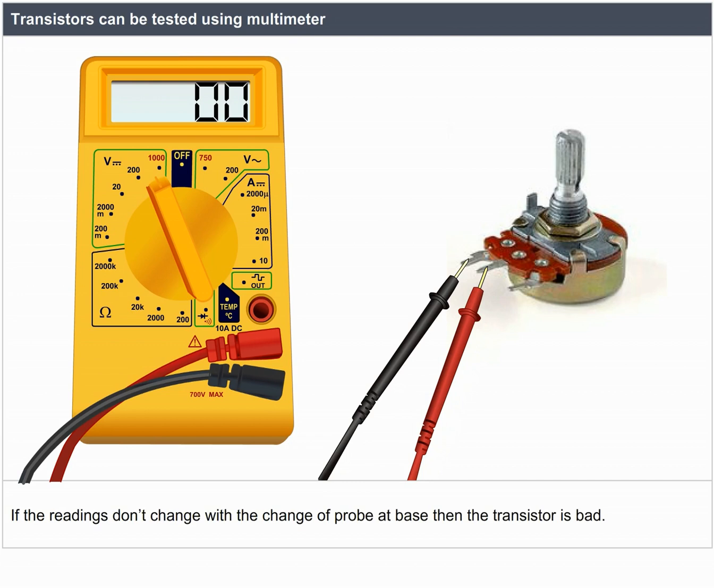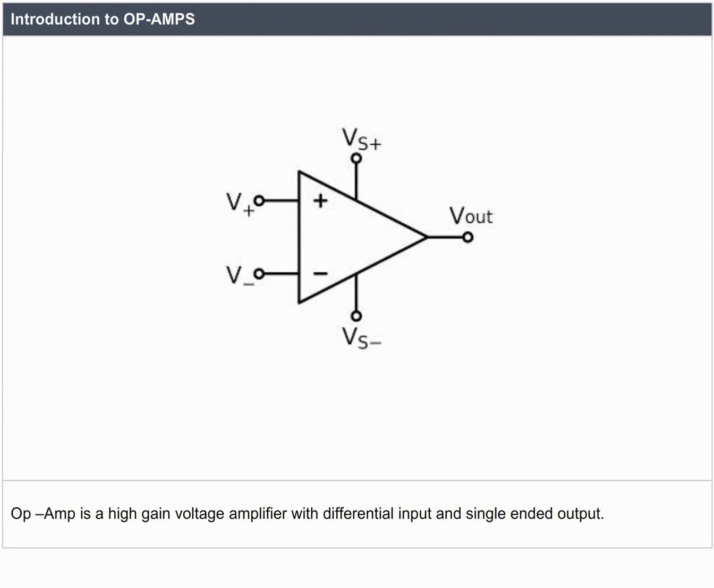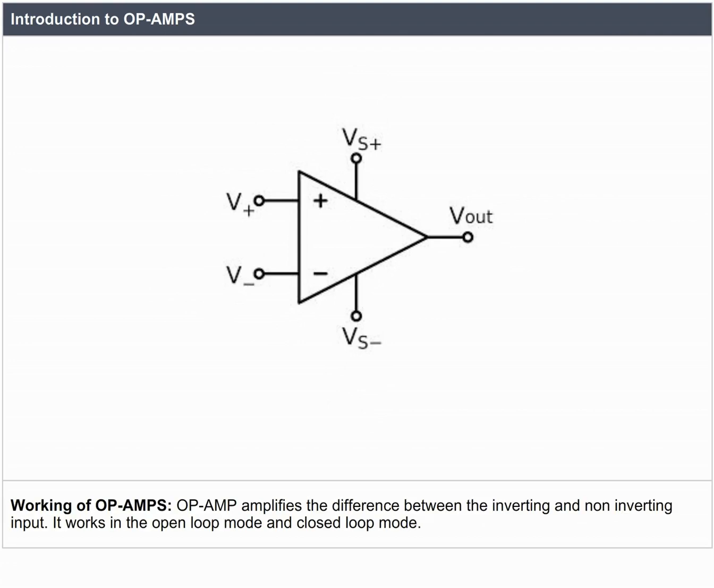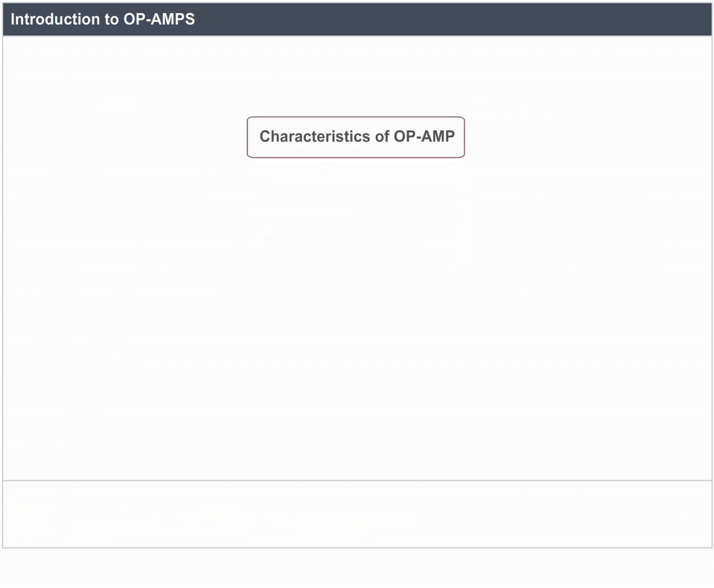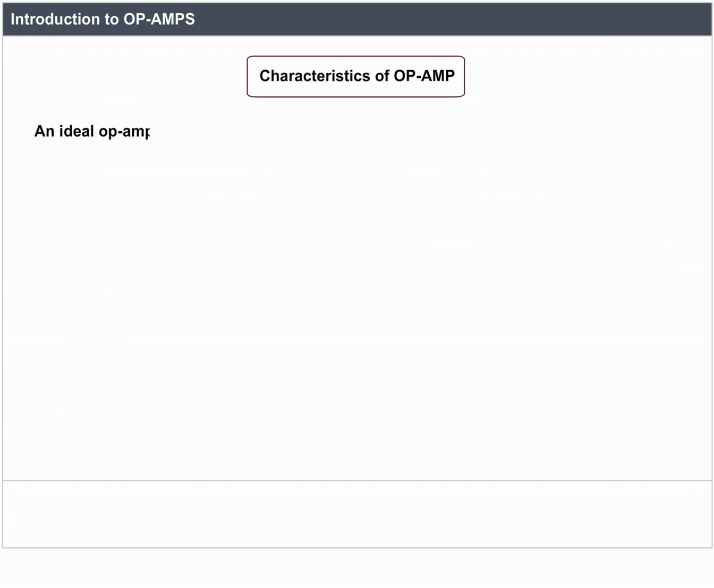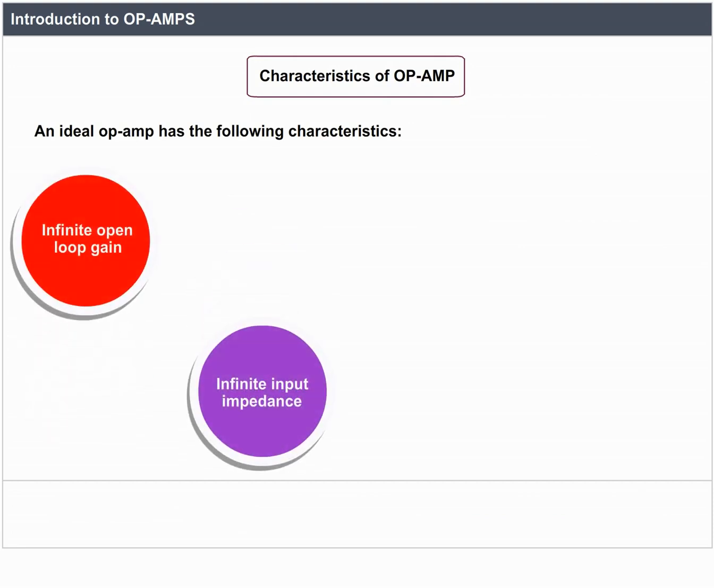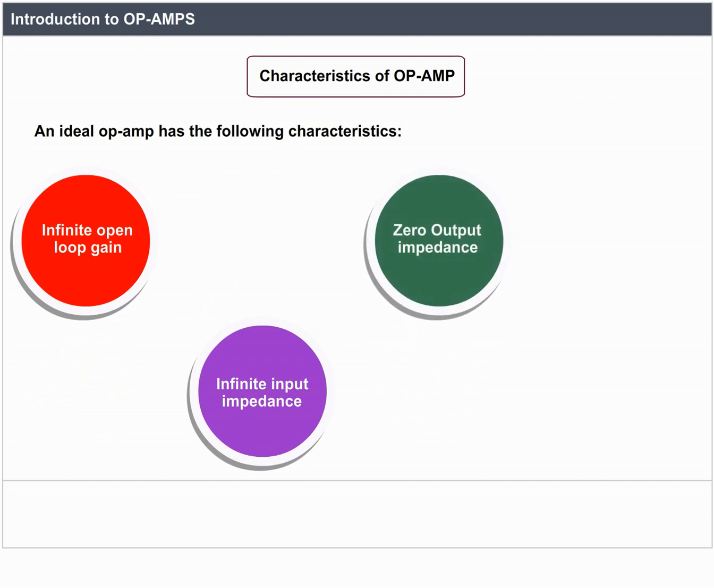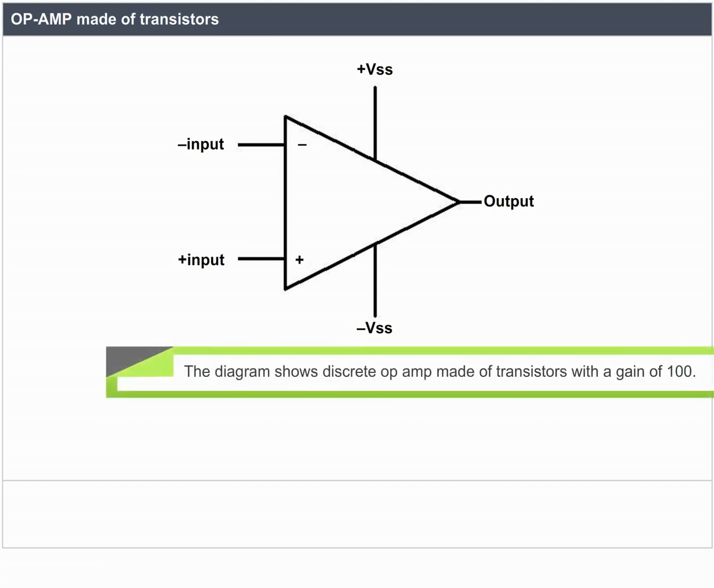Introduction to op-amps. Op-amp is a high-gain voltage amplifier with differential input and single-ended output. Working of op-amps. Op-amp amplifies the difference between the inverting and non-inverting input. It works in the open-loop mode and closed-loop mode. Characteristics of op-amp. An ideal op-amp has the following characteristics: infinite open-loop gain, infinite input impedance, zero output impedance, infinite bandwidth. Op-amp made of transistors. The diagram shows discrete op-amp made of transistors with a gain of 100. This is not widely used.